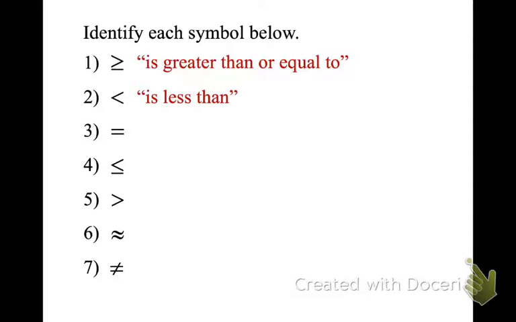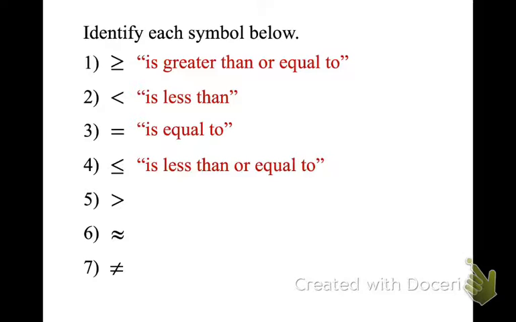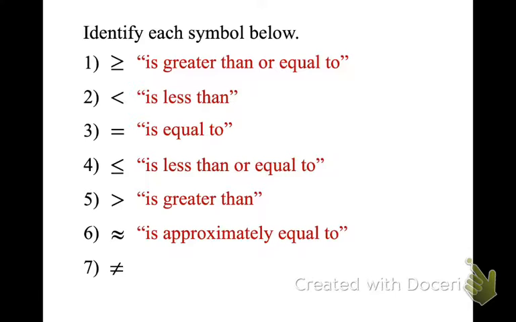The next one, let's go with Miriam. Good. The next one, Gideon. Is less than or equal to. Good. Next one, number 5, Turner. Is greater than. Okay. And number 6, Vic. Is approximately equal to. And then the last one, how about Andrew Cohen? Is not equal to. Okay.